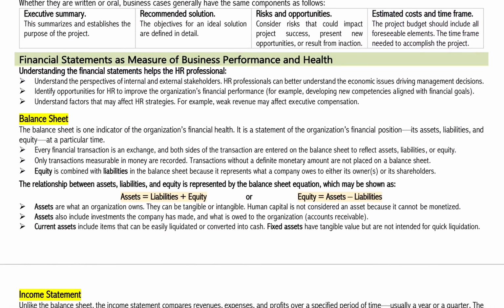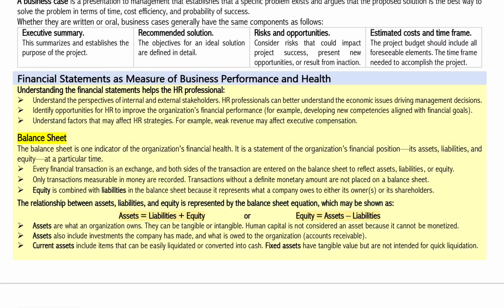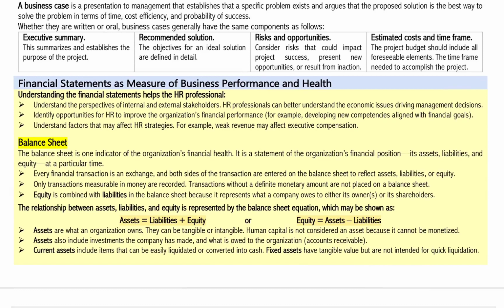Financial statements as measures of business performance and health. Understanding the financial statements helps the HR professional understand the perspectives of internal and external stakeholders. HR professionals can better understand the economic issues driving management decisions, identify opportunities for HR to improve the organization's financial performance, for example, developing new competencies aligned with financial goals, and understand factors that may affect HR strategies. For example, weak revenue may affect executive compensation.